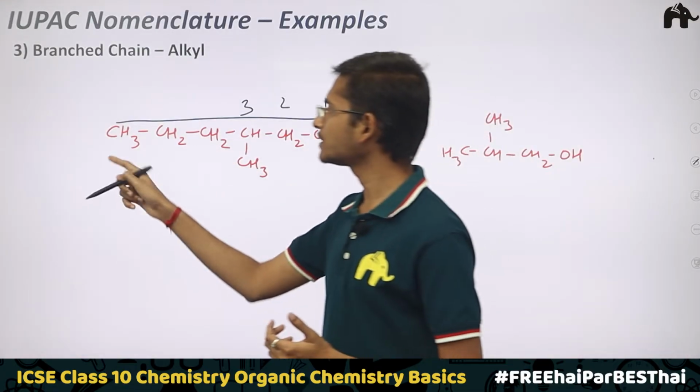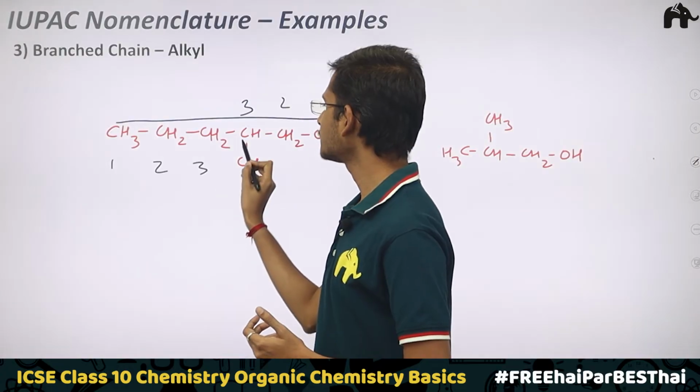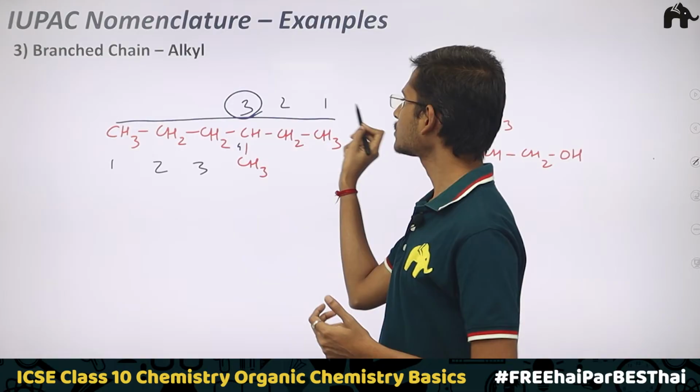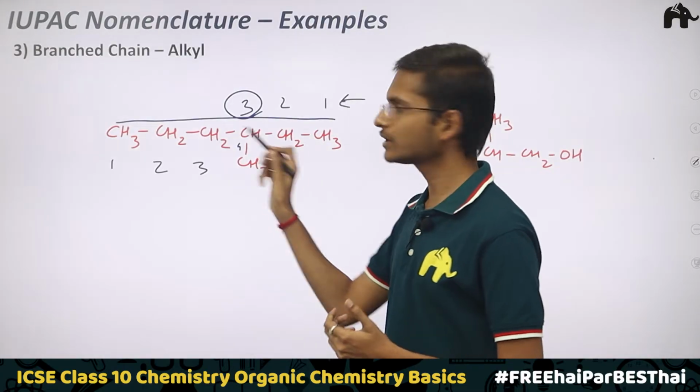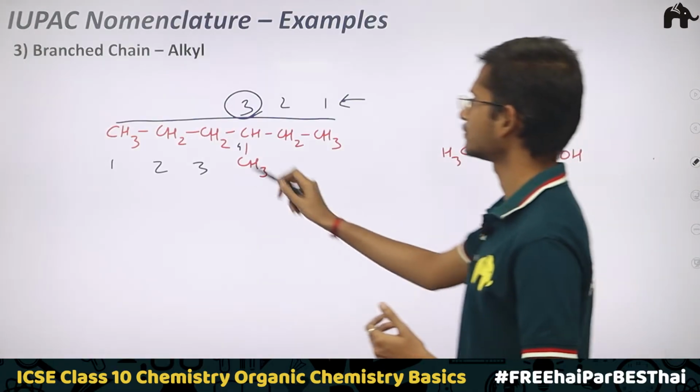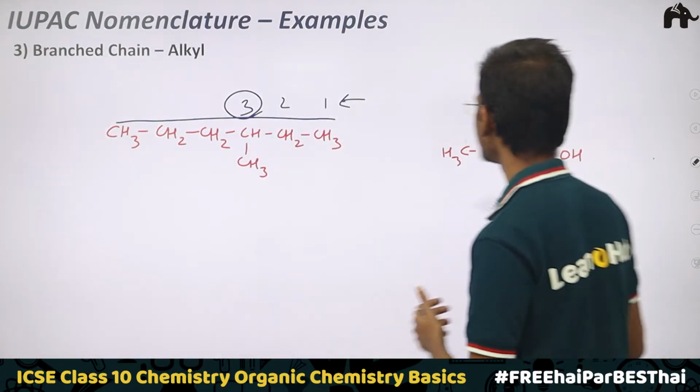Okay, if I would start numbering from here, it is 1 2 3 and then 4. So the alkyl group is attached to the fourth carbon atom. So the lowest number is this one, right? So I would just number it from this side. Okay, this is the incorrect one. Yes, I have erased it.